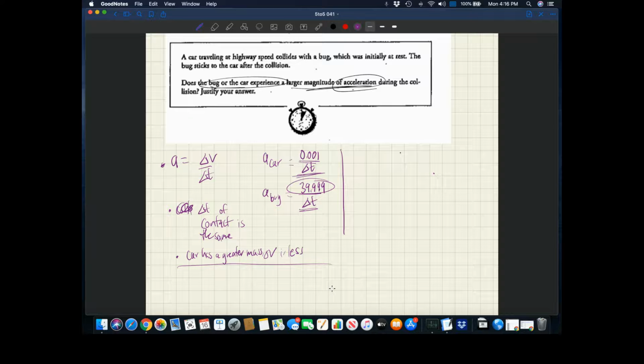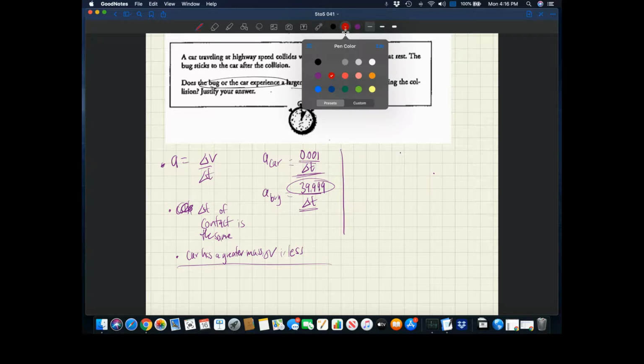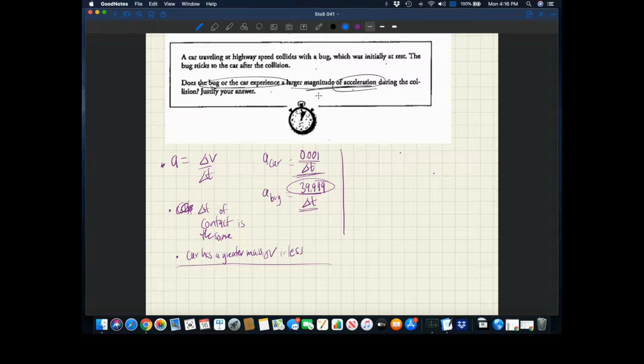The second approach we could use to this is to use momentum. What we know from the law of conservation of momentum is the initial momentum of the system equals the final momentum of the system. And all the momentum in the beginning is the mass of the car and the velocity of the car. The bug doesn't have any. But afterward, we have the mass of the car times its new velocity and the mass of the bug with its new velocity.